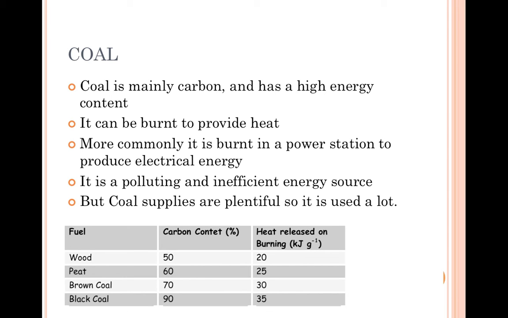Normally, we burn it in a power station and we make electrical energy. It makes a lot of pollution because it's got all sorts of other stuff in it as well. Releases lots of carbon dioxide, releases some things like sulfurous oxide and nitrous oxides, which make acid rain. And it's not very efficient. However, it's cheap and we've got a lot of it, so we still use it.